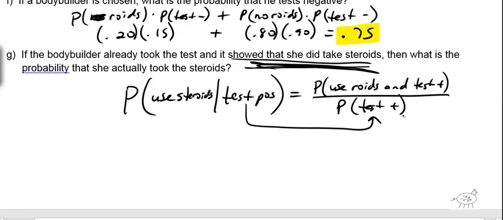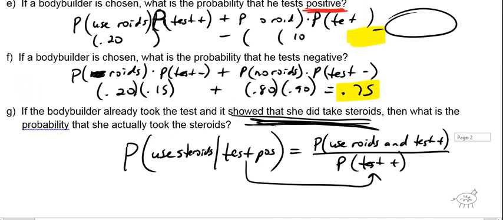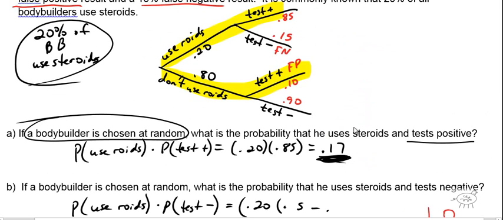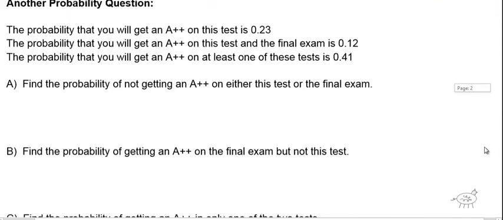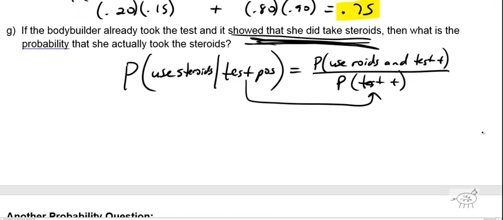Okay? So, probability of using steroids and tested positive, we did that, that was A. So if I cursor back up to A, right? A says use steroids and test positive. So I'm just going to use that here. It's 0.20 times 0.85. I can show my work here real quickly.